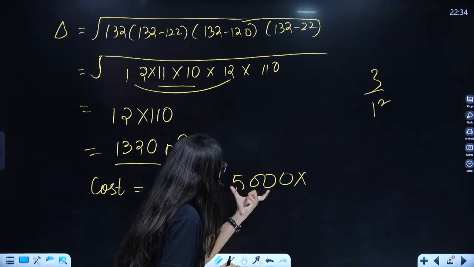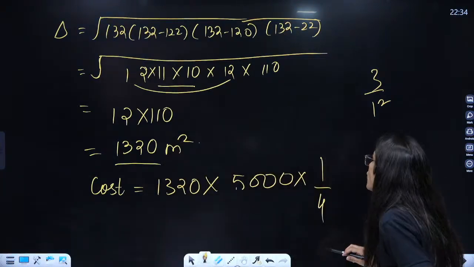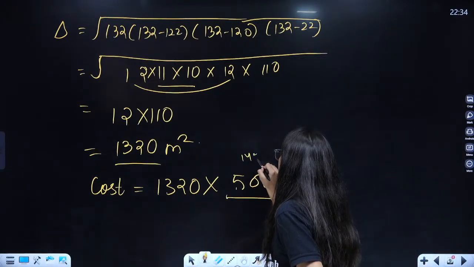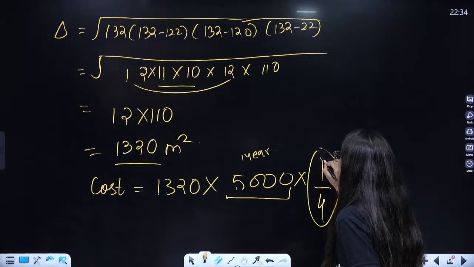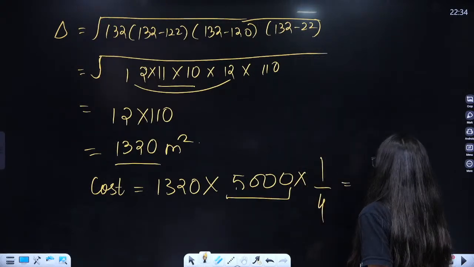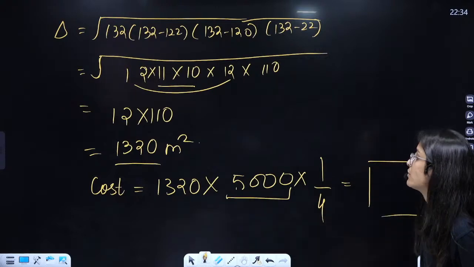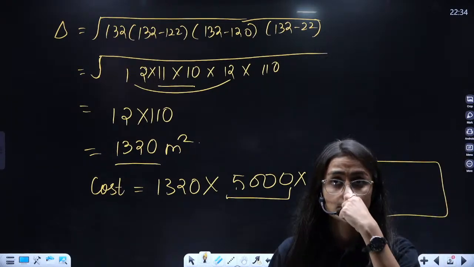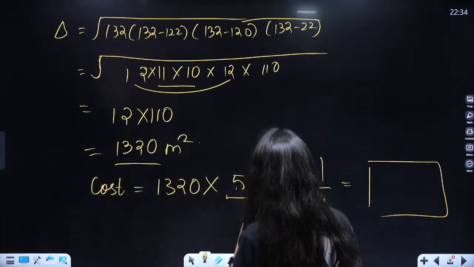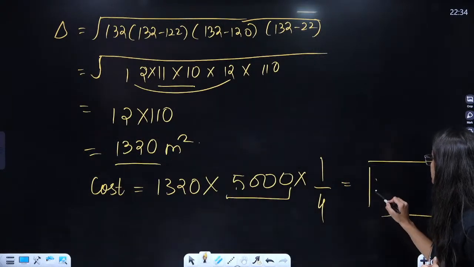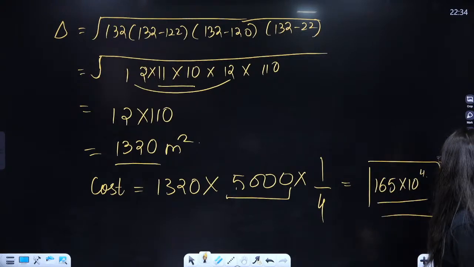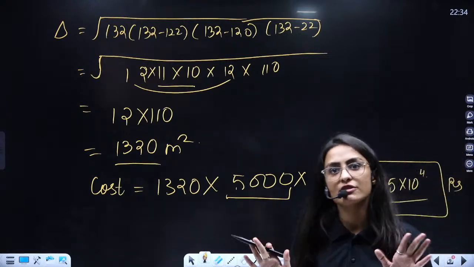Right? So this 5,000 will be multiplied by 1 by 4, because the 5,000 cost I'm paying is for 1 year, but I'm using it for the quarter year only. That's why I'm multiplying my cost by 1 by 4. Now find what's your result over here. This one got everyone. Everyone got this question.